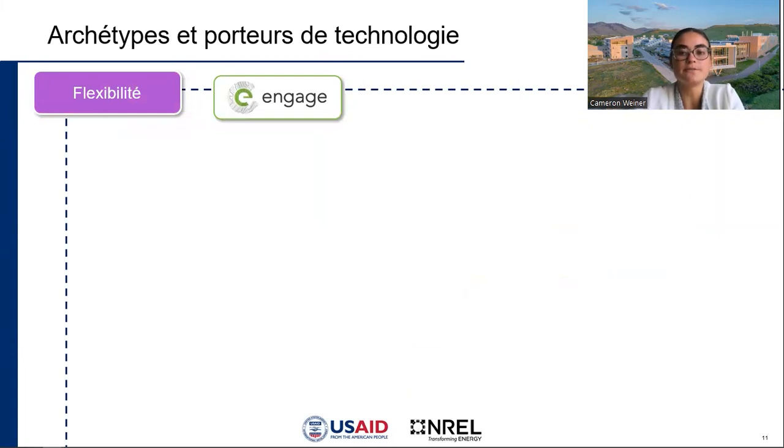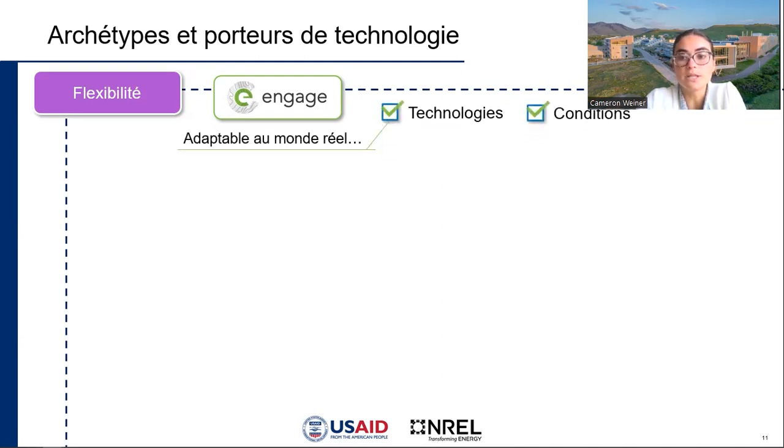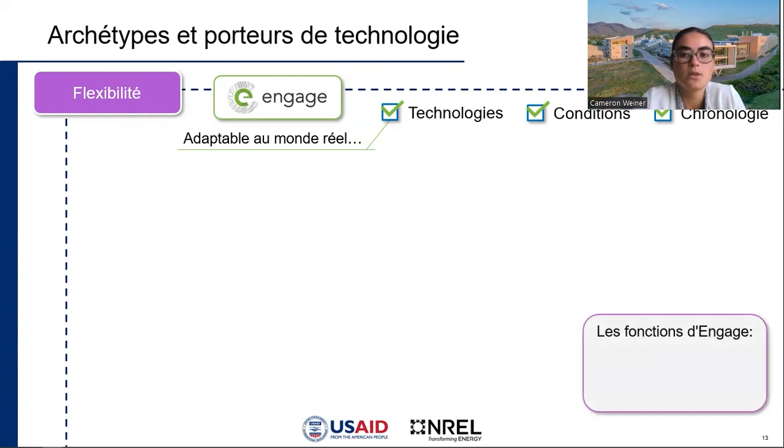Engage is also designed to be a flexible tool that can adapt to a number of real-world technologies, real-world conditions, and real-world timelines, depending on the needs of the user. And Engage can do this by relying on an open source software called Calliope. And we'll cover Calliope in more detail during next training sessions, but all you need to know for now is that Calliope has 2 main features that make it a powerful modeling tool for Engage.